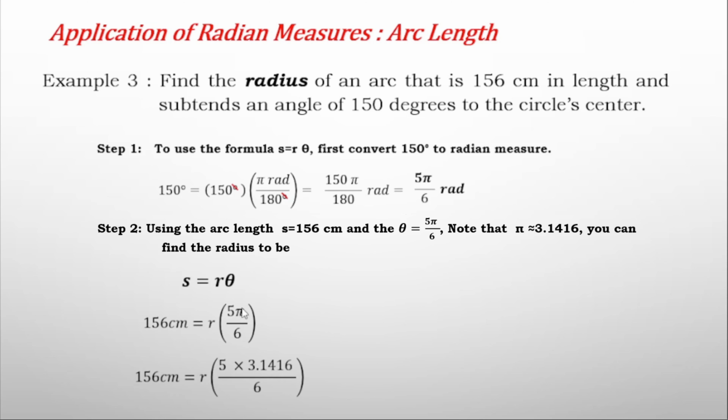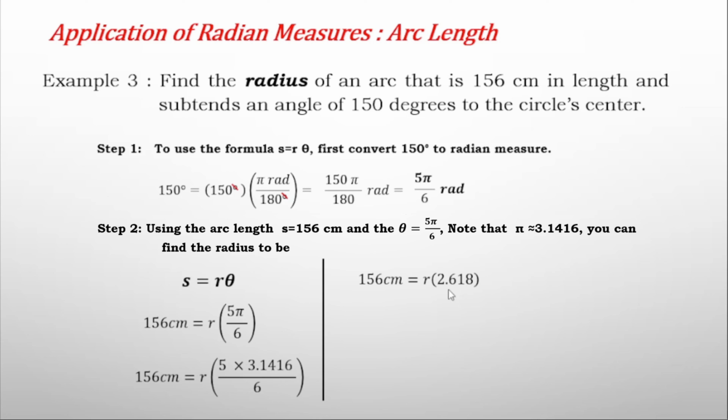And take note that pi is equal to 3.1416. So all we need to do is first multiply 3.1416 by 5 and divide it by 6. So we update our equation: 156 centimeter is equal to radius times 2.618, because if you simplify this using your calculator, this will be the result.